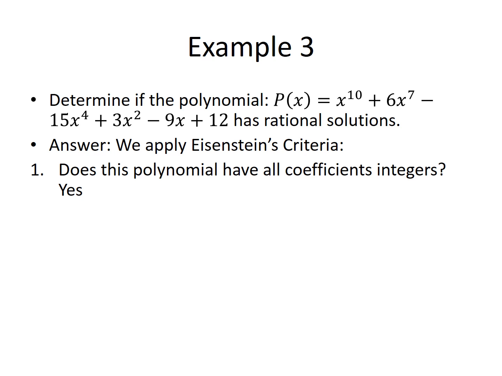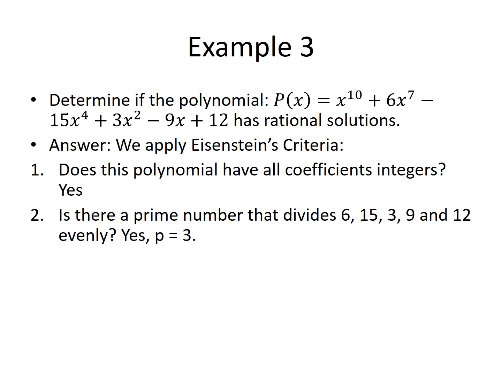Our answer is that we're going to apply Eisenstein's criteria, and we just go right through these four questions. Does this polynomial have all coefficients that are integers? And the answer is yes. These are all integer coefficients, so we satisfy the first condition for Eisenstein's criteria.